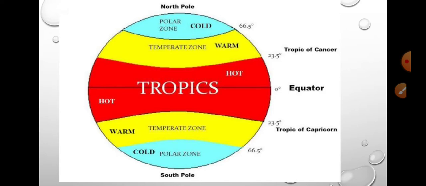Okay, now let us go through the heat zones of the earth. Look at the picture, students. The midday sun is exactly overhead at least once a year on all latitudes in between the Tropic of Cancer and the Tropic of Capricorn. This area therefore receives the maximum heat and is called the torrid zone. Which is the torrid zone? The midday sun is exactly overhead at least once in a year. Okay?